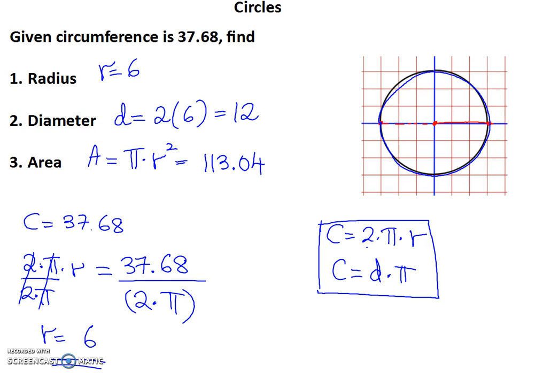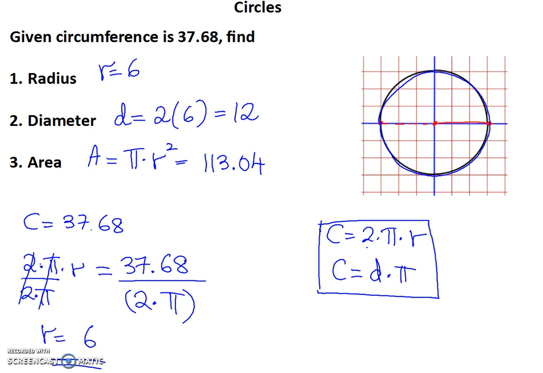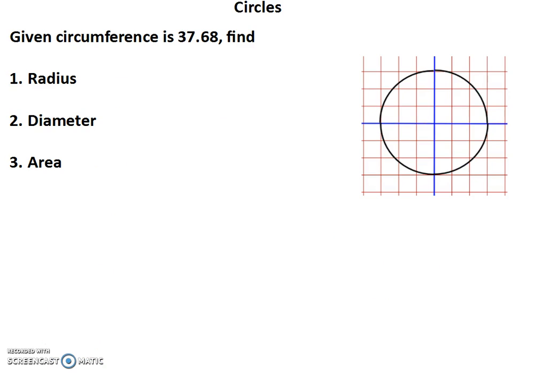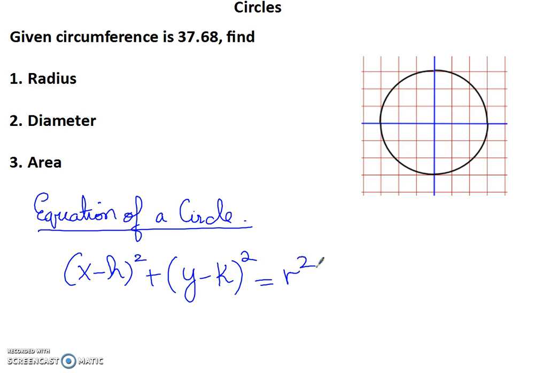Now I want to talk to you about the equation of a circle. How can you write the equation of a circle from a given graph? Before that, let me go back to the previous screen. Let me clear this problem and let me show you the first equation in this screen itself. So the equation of a circle is this. It's given as x minus h the whole square plus y minus k the whole square is equal to radius square, where the coordinates of the center is h and k, and r is your radius.